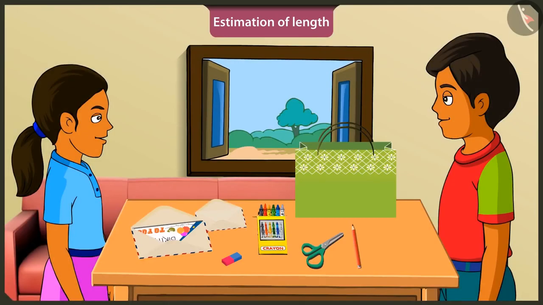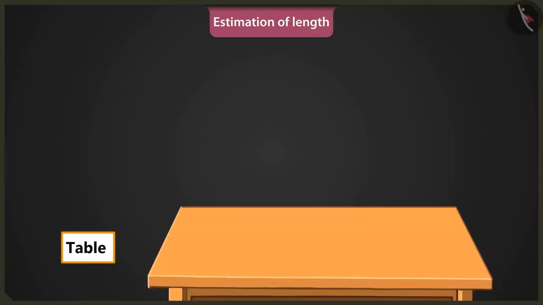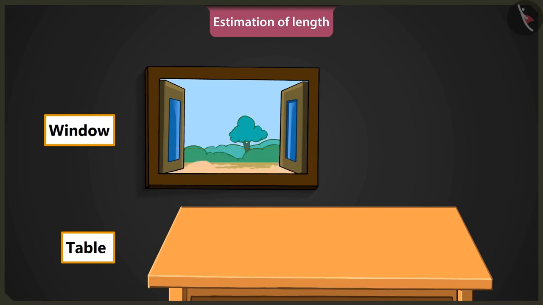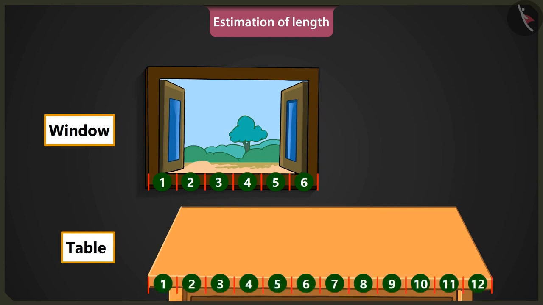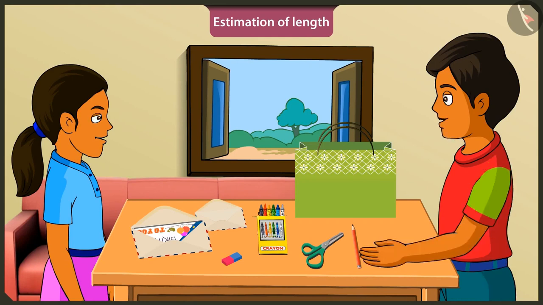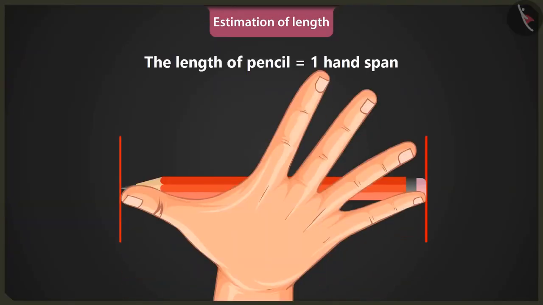Well done, Mintu. Now tell me, what is the estimated length of this table? This table looks longer than the window. The length of the window is 6 spans of my hand, so this table must be approximately 12 hand spans long. Mintu, now try to measure the length of this pencil with your palm. The length of this pencil is equal to 1 hand span.